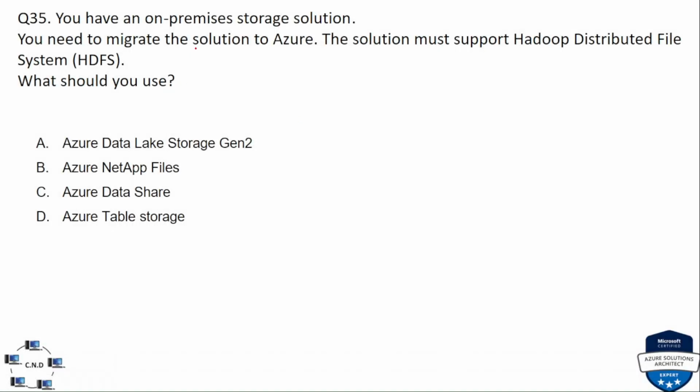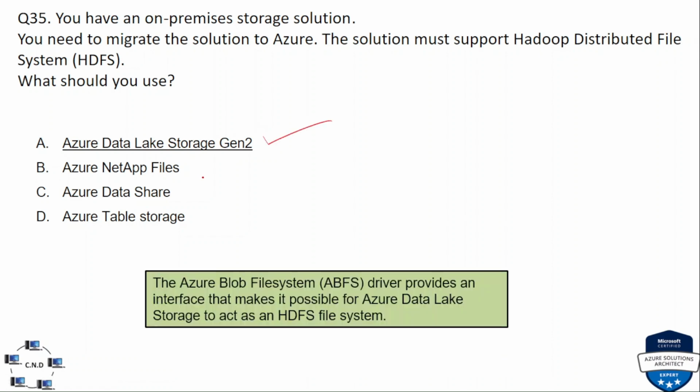Question number 35 is that you have an on-premises storage solution. You need to migrate the solution to Azure. The solution must support Hadoop Distributed File System, that is HDFS. What should you use? The options are A, Azure Data Lake Storage Gen 2, B, Azure NetApp Files, C, Azure Data Share, and D, Azure Table Storage. And the correct option is A, Azure Data Lake Storage Gen 2.